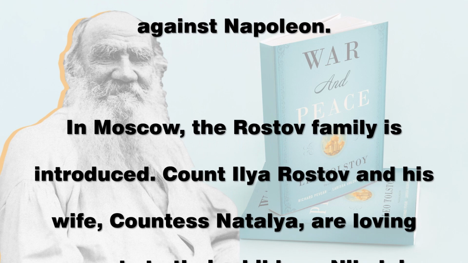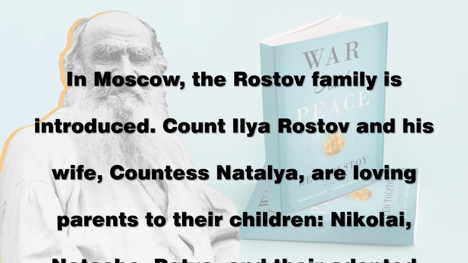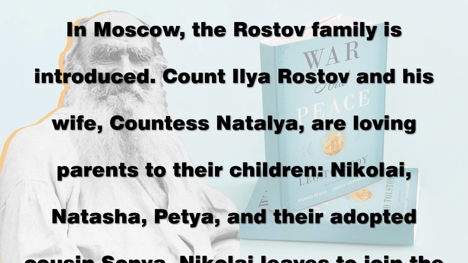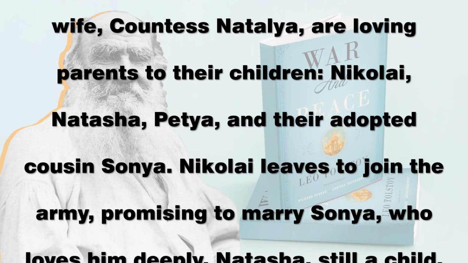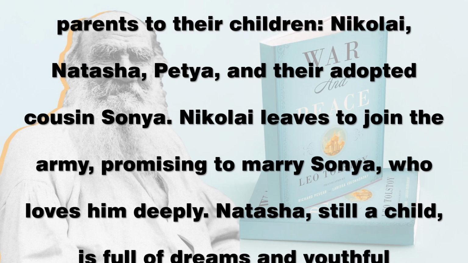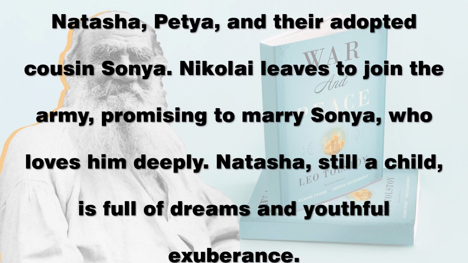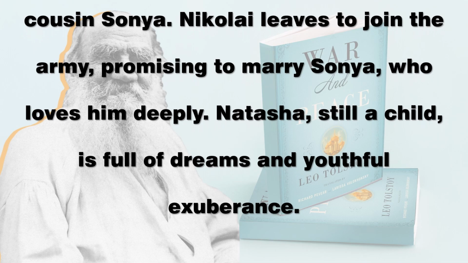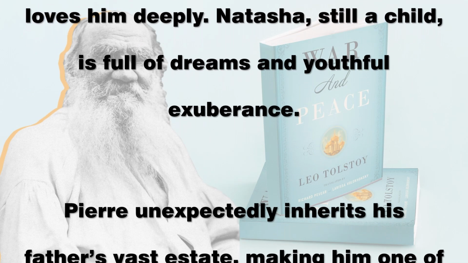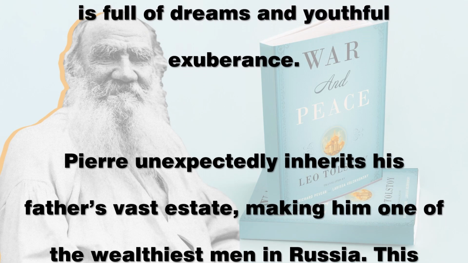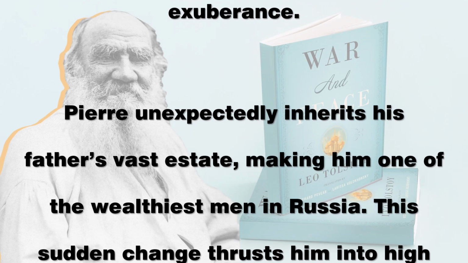In Moscow, the Rostov family is introduced. Count Ilya Rostov and his wife, Countess Natalia, are loving parents to their children, Nikolai, Natasha, Petya, and their adopted cousin Sonia. Nikolai leaves to join the army, promising to marry Sonia, who loves him deeply. Natasha, still a child, is full of dreams and youthful exuberance.